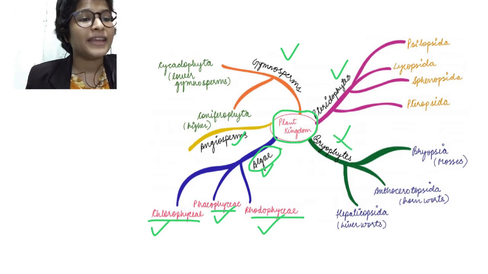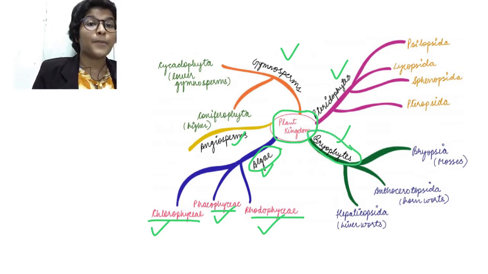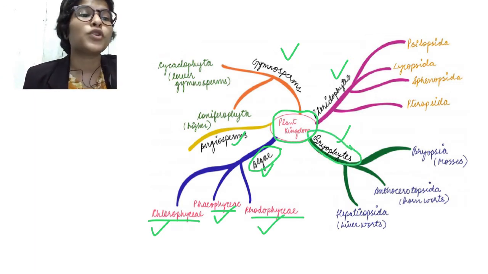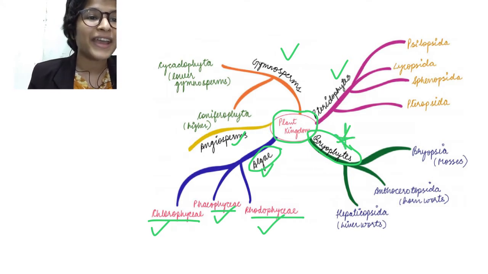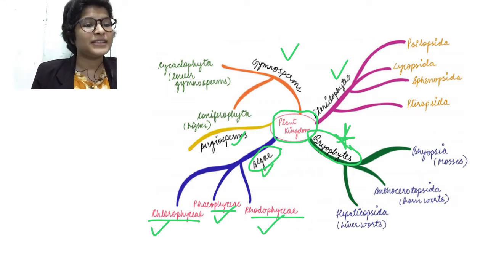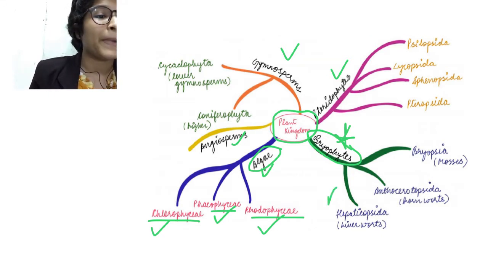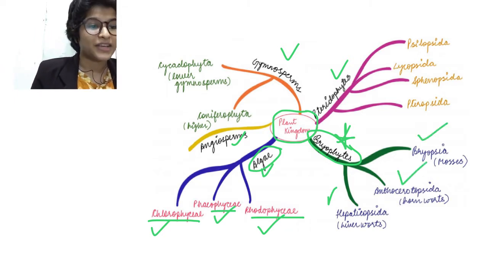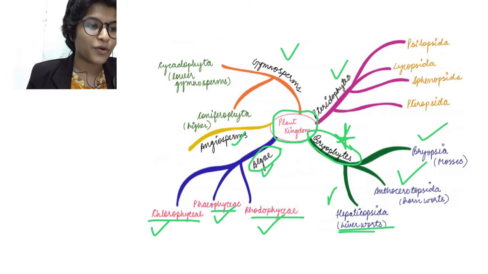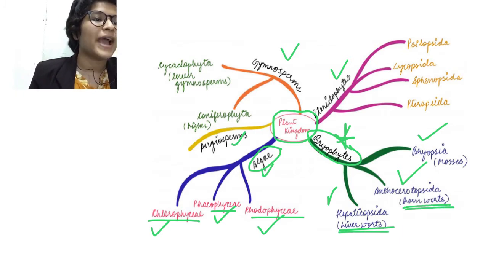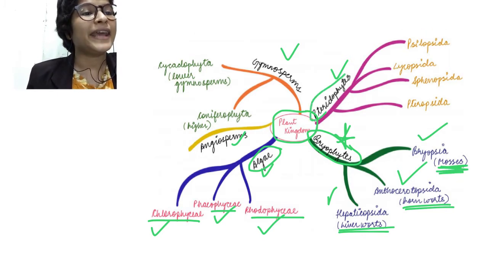The next category is Bryophytes. Bryophytes, also called the amphibians of the plant kingdom. Why are they called this name? I will tell you in a short while. The Bryophytes again have 3 subtypes, that is Hepaticopsida, Anthocerotopsida and Bryopsida, which are basically liverworts, hornworts and mosses. Bryopsida is mosses.